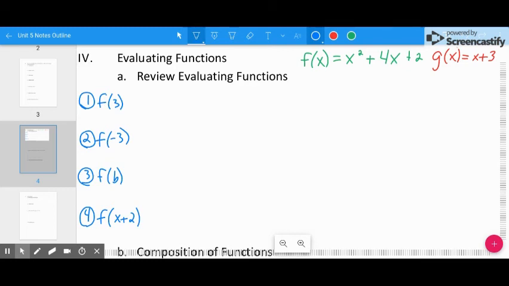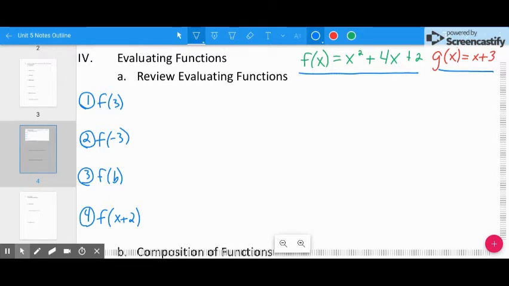This video will be reviewing how to evaluate a function and also elaborating on that concept a little bit. So first, we have two functions that we're going to be looking at for the examples in this video. Over here in green, we have f of x equals x squared plus 4x plus 2. And then in pink, we have g of x as another function that just equals x plus 3.